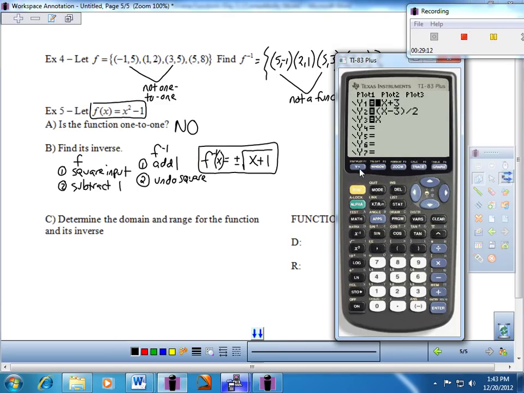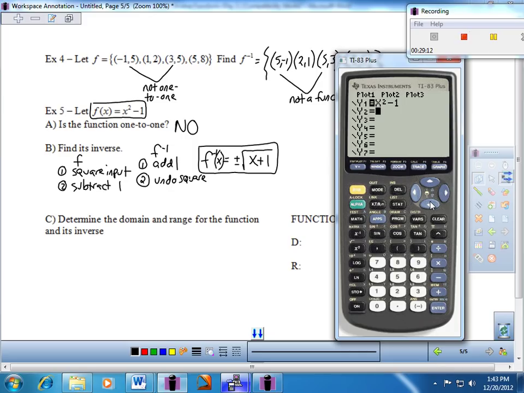So let's get rid of this stuff. And let's just type in x squared minus 1. I'm just going to hit graph for a second there. Notice it does not pass the horizontal line test. So when we go ahead and type in the inverse here, it won't be a function.